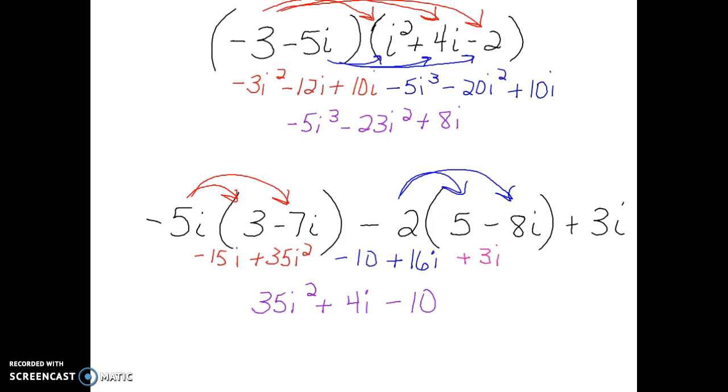And here's my simplified expressions for those 2, and I tried to color code with my distributive property, and then my combining like terms final simplified answer would be right there.